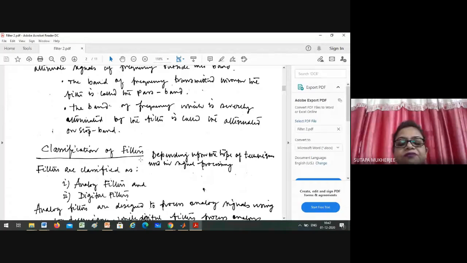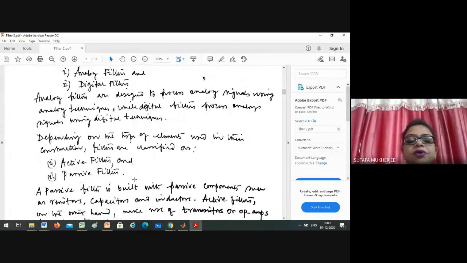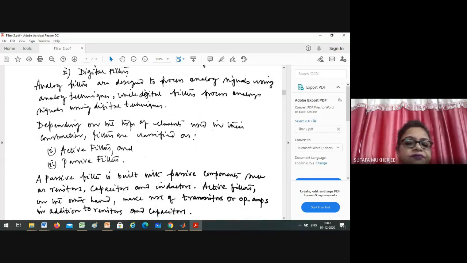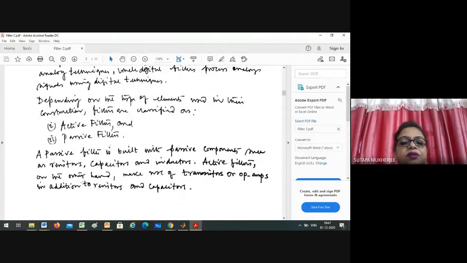Now come to classification of filters. Already I have told you analog and digital, and now come to active and passive. We will deal with active filter, not passive. So what is a passive filter? You have seen the structure of the passive filter and the active filter. A passive filter is built with passive components. Which are the passive components? R, C and L, such as resistors, capacitors and inductors, right? Active filters, on the other hand, make use of transistors or op-amps in addition to resistors and capacitors. There also you will have passive components, but additionally active components in case of an active filter. Which are the active components? Op-amps, transistors.